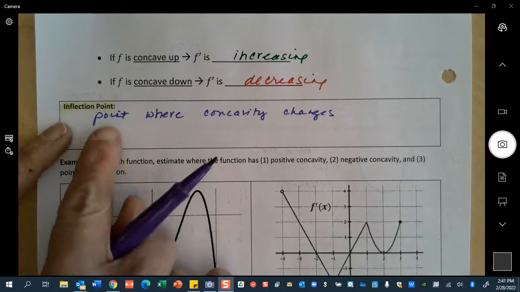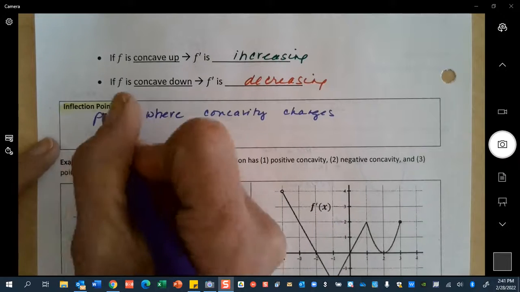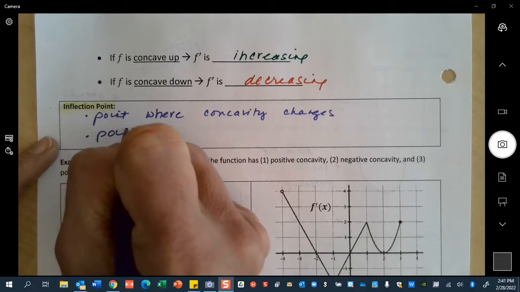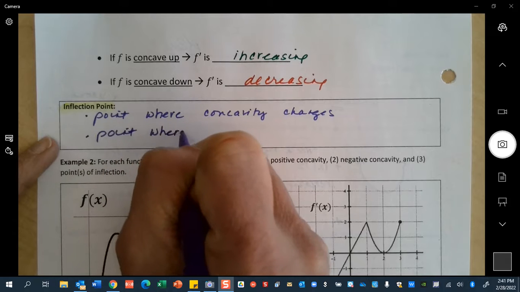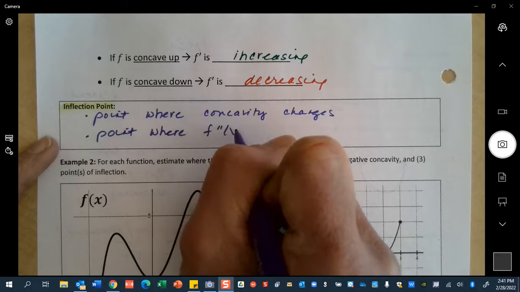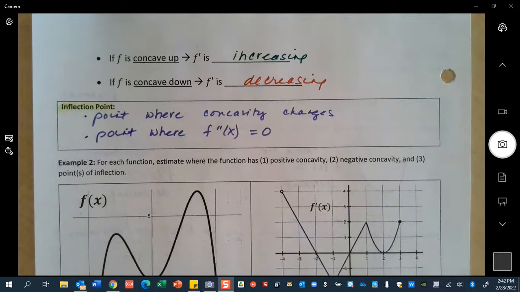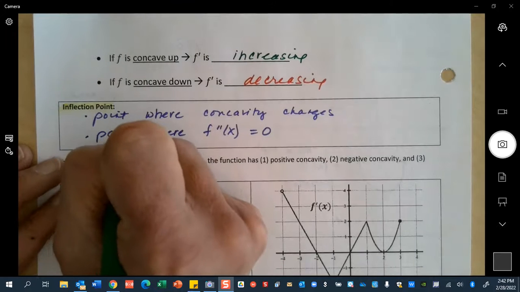These points of inflection are where my concavity changes, and that's going to be the point where my second derivative is equal to 0. So where my derivative is changing, where my derivative goes from increasing to decreasing. So you can add that in.